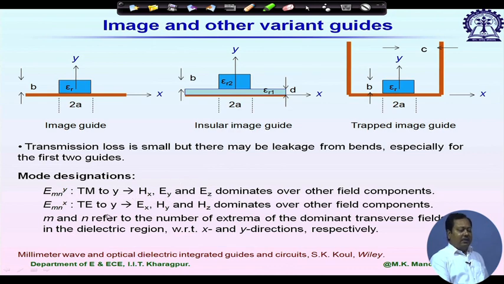And in the second case, which we call TE to Y, transverse electric with respect to Y, we have EX component. So just like the TE case of surface wave, and HY and HZ components. So they dominate over other field components. So we are simply neglecting the other 3 components. And M and N refer to the number of extrema of the dominant transverse field in the dielectric region with respect to X and Y direction respectively.